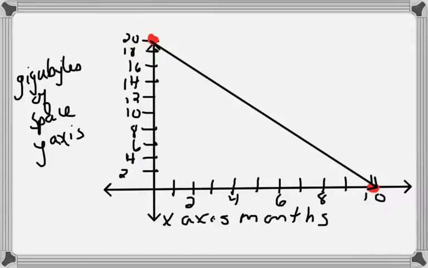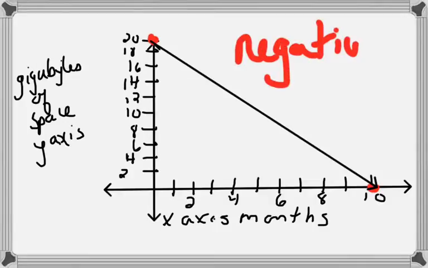You are now done with your homework. Make sure that you have your graphs done and that you labeled what type of slope each of these are.